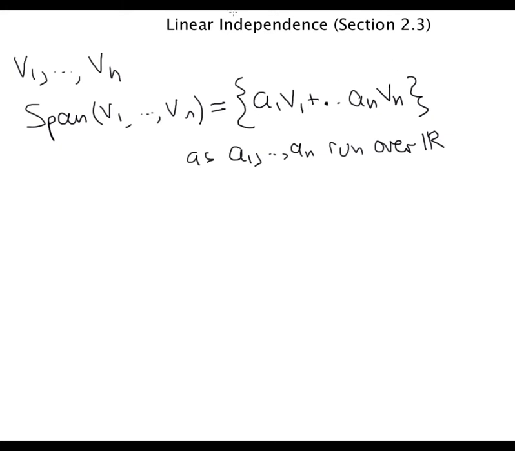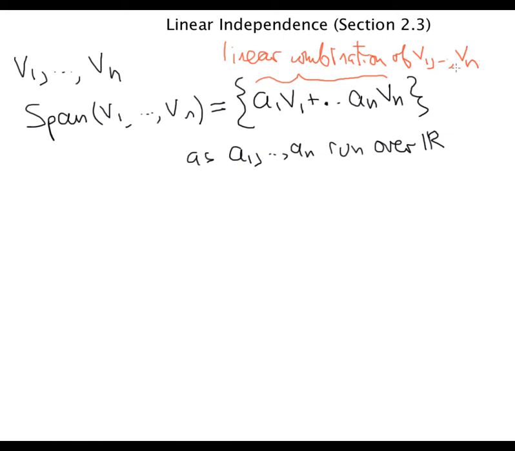Here's a little bit of terminology, which I don't think I've defined, although I've probably used it before, which is a sum like this is called a linear combination of the vectors v1 through vn. So another way to say the span is it's all the possible linear combinations of those vectors.